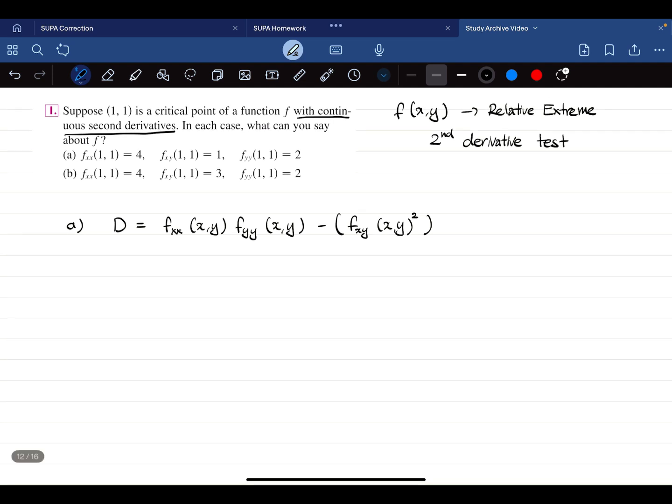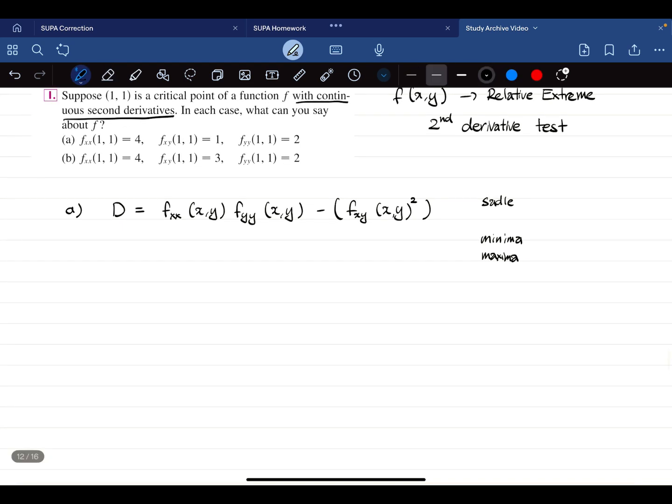Now for this D, we learned last time that if it's bigger than 0 and f_xx is also bigger than 0, then we have a minimum. If D is bigger than 0 and f_xx is less than 0, then we have a maximum. And if D was less than 0, then it was a saddle. And if it was equal to 0, then we don't know.